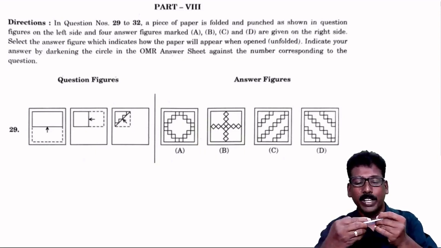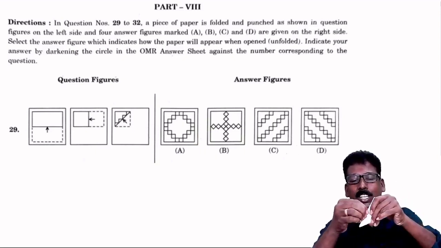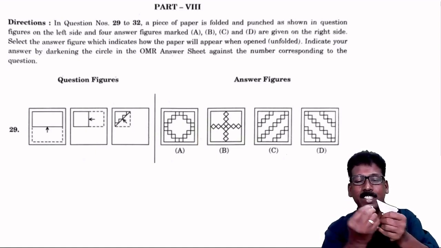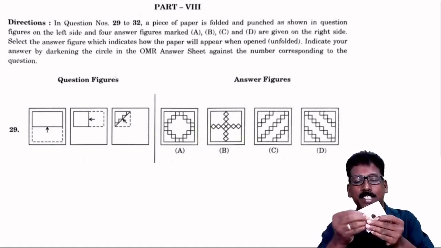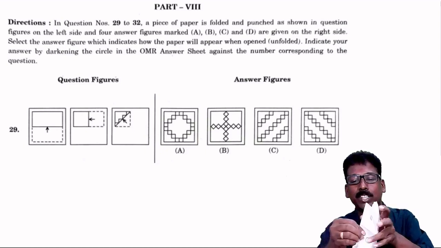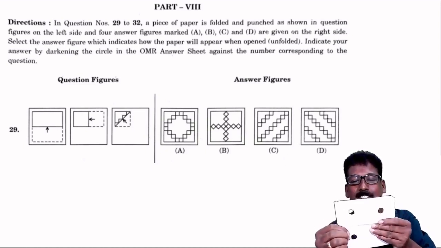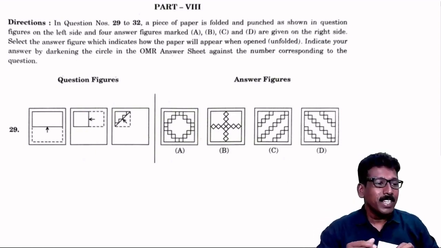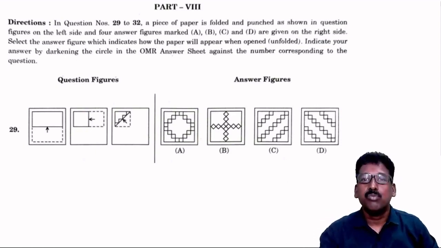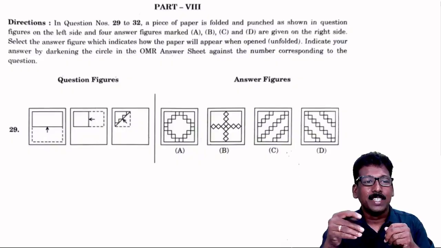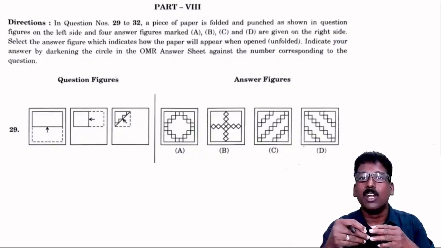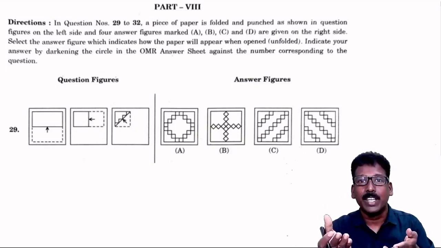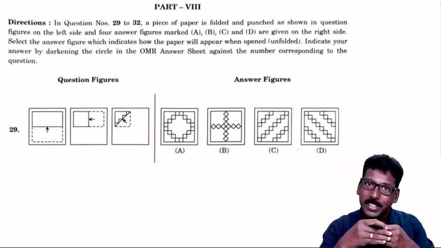Let me fold again in this way. Now, if I make a small pinch or a circle here, now unfold it. What type of figure will you get? You will get a figure like this. In this way, here you can see some folding, some portion is sponged out. Now, after unfolding, what kind of figure will you get? That you have to find.